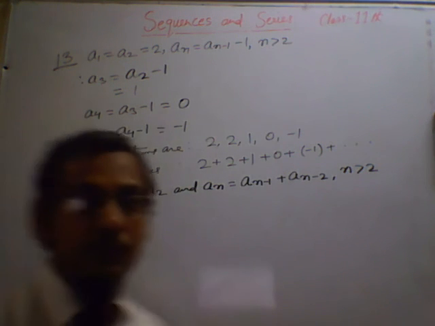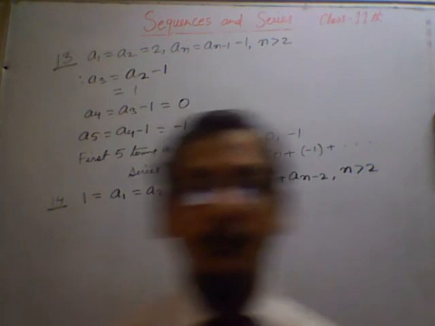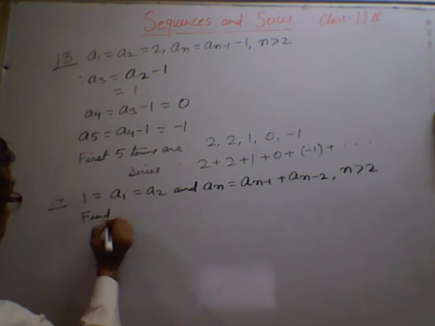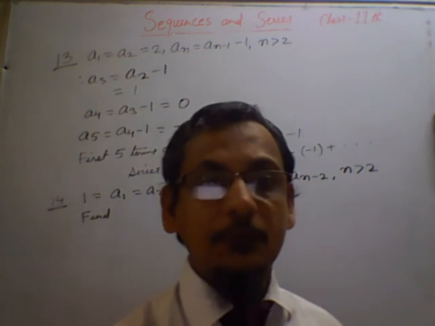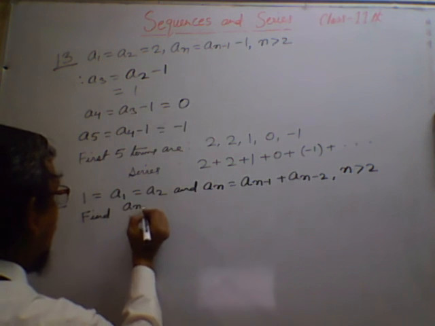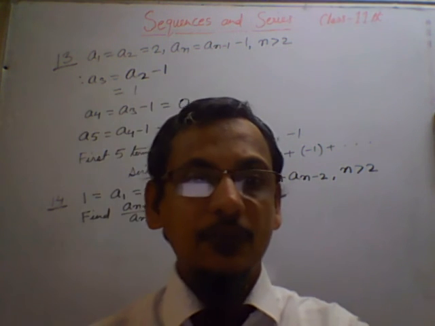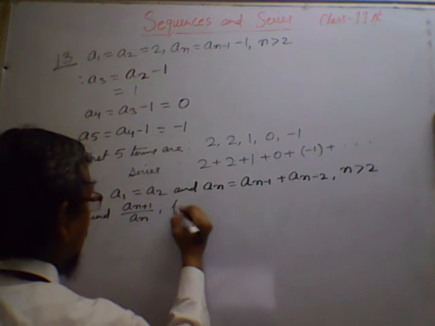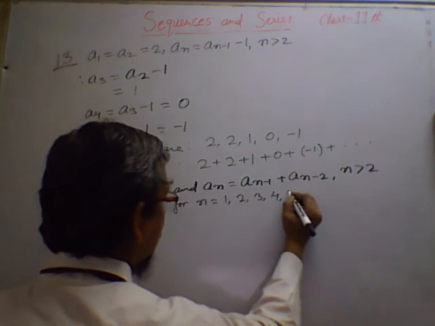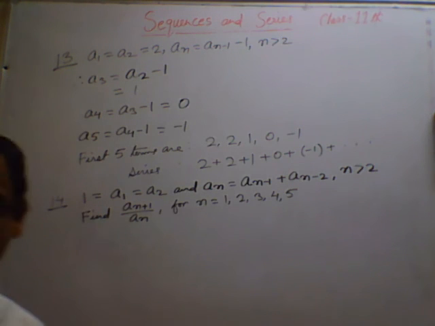If n is greater than 2, we will find out for n is equal to 1, 2, 3, 4, 5. It has been given. We have to find An plus 1 over An, for n is equal to 1, 2, 3, 4, 5.